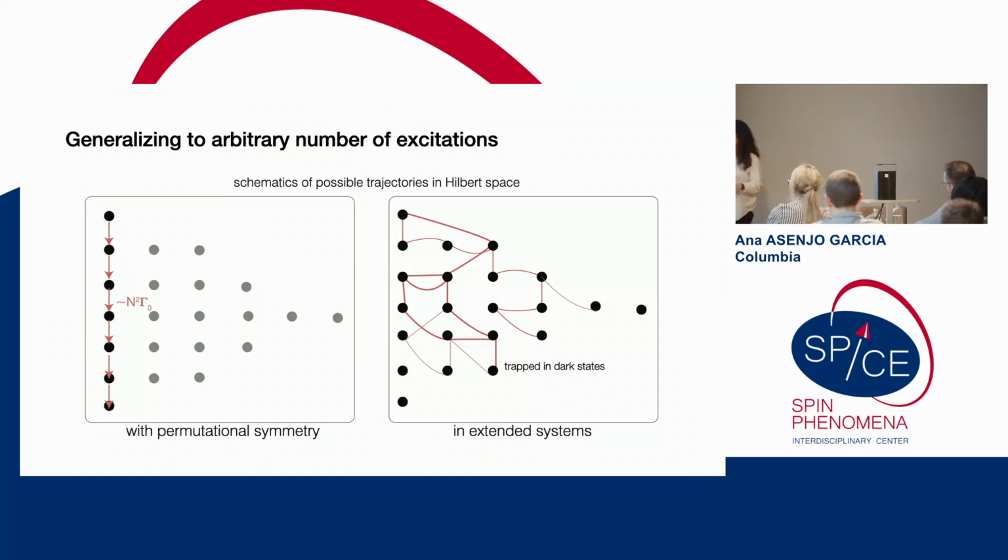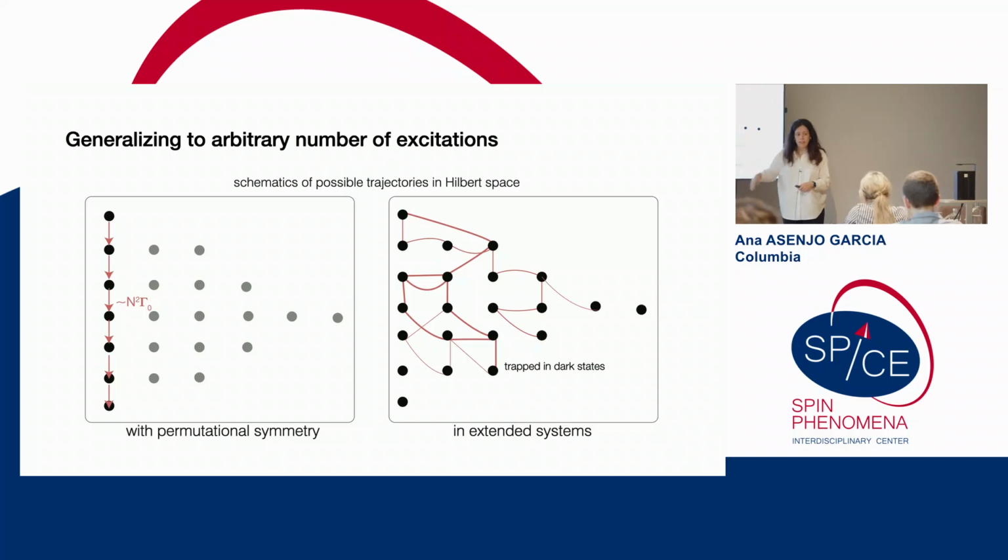So subradiant states live in the lower part of this, so they require excitation below half density, n over 2. Because if not, at some point you have so many excitations that you cannot stop the system from decaying.